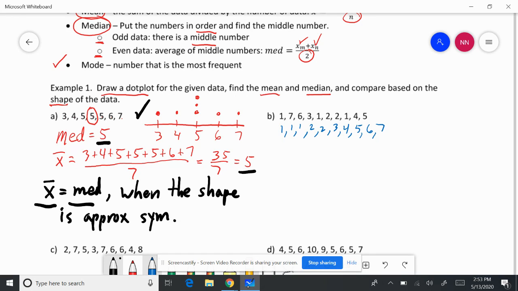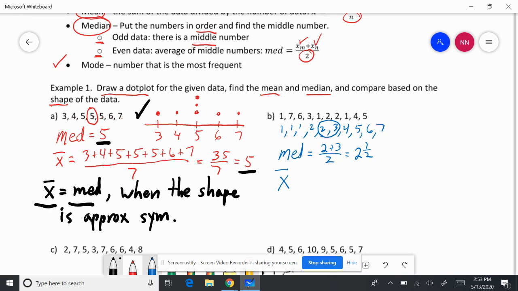So that means that I have two middle numbers. It would be the 2 and the 3. So in order to find my median, I'm going to add up the 2 plus 3 and divide it by 2. And that right there gives me 2.5.